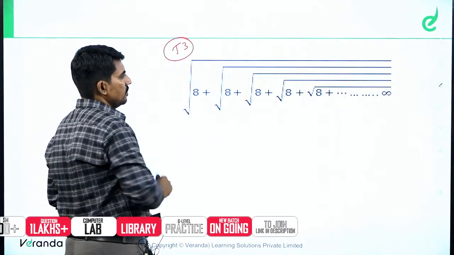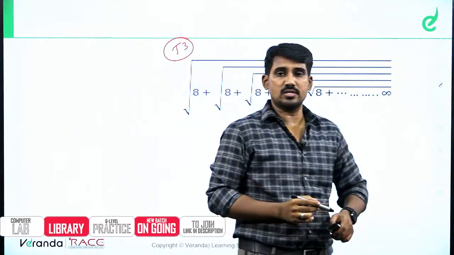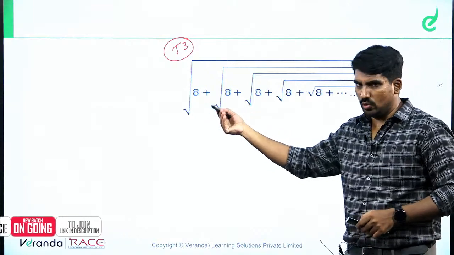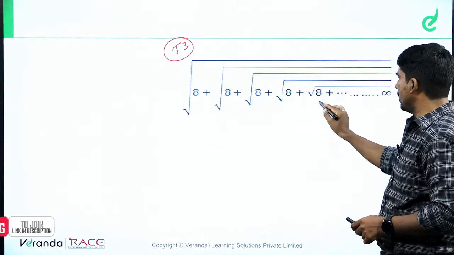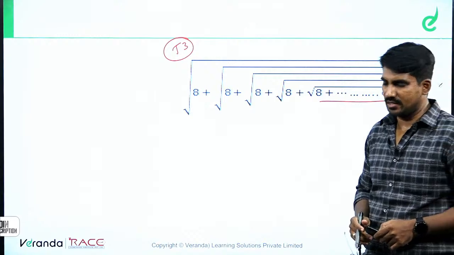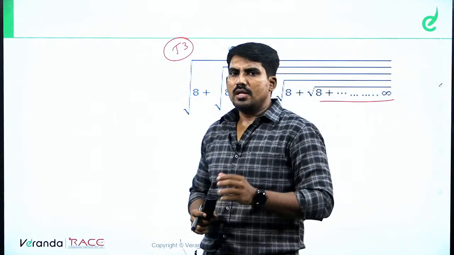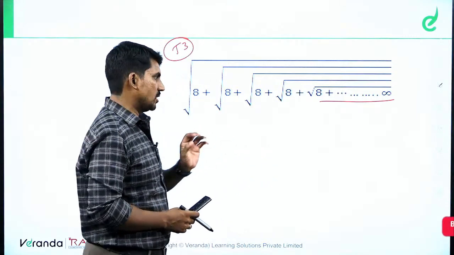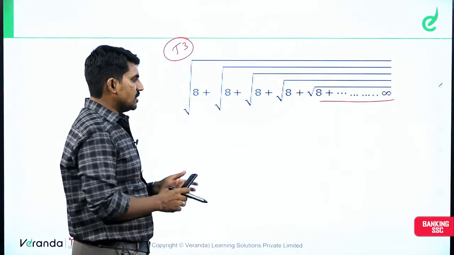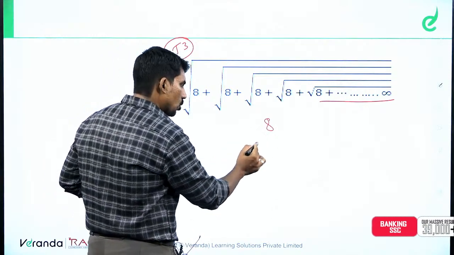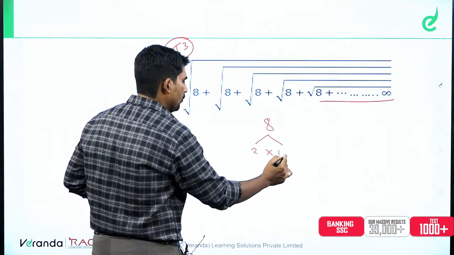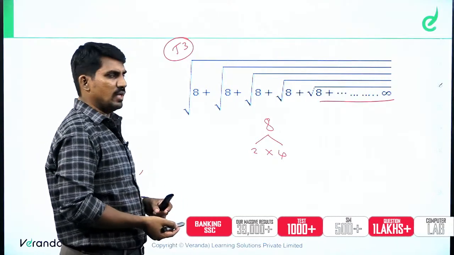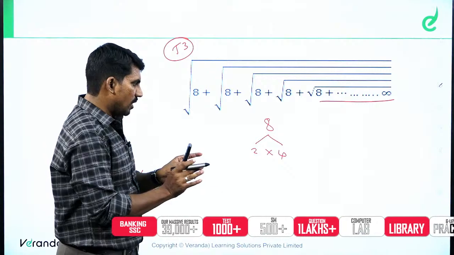See this question. Root of 8 plus root of 8 plus root of 8 plus root of 8 up to infinity. What is the answer they are asking? Now, what are the factors of this 8? 2 is a factor, 4 is a factor, 1 is a factor. Now, when we consider this 8 as 2 into 4, or 1 into 8, or 8 into 1, what will happen?